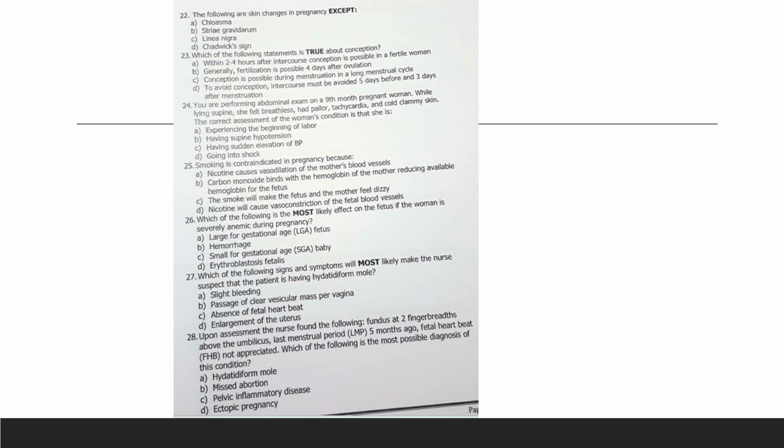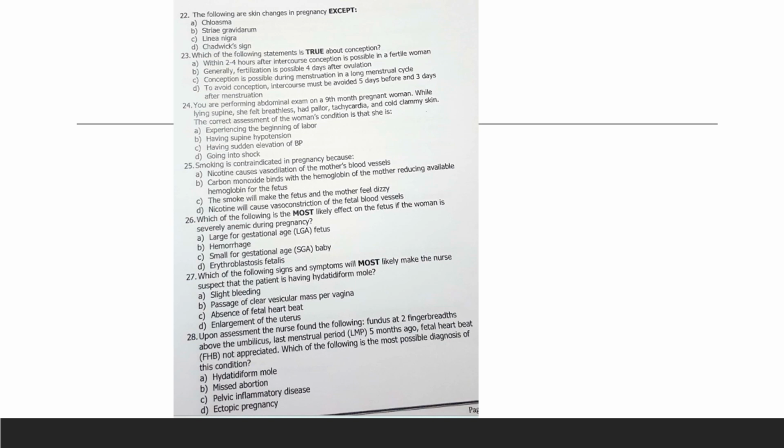27. Which of the following signs and symptoms will most likely make the nurse suspect the patient is having hydatidiform mole? Okay. So the answer for 27, it's going to be C as well. Okay, absence of fetal heartbeat.